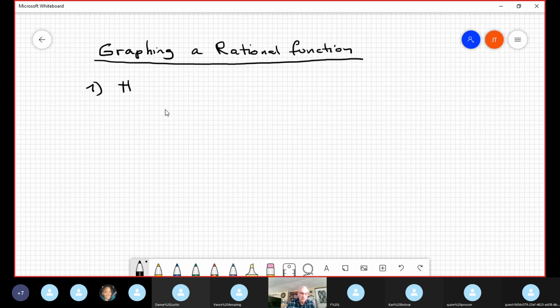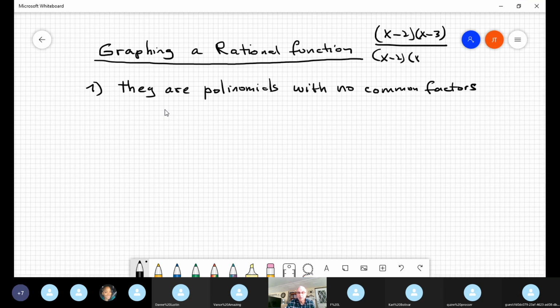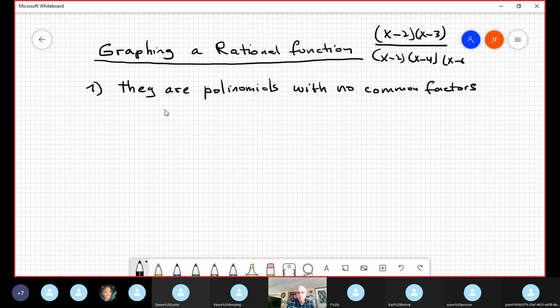Okay, they are polynomials with no common factor. In other words, no common factor. I factor the top and the bottom, suppose x minus 2, x minus 3, over x minus 2, x minus 4, x minus 5. Suppose this. And you eliminate the common factor.